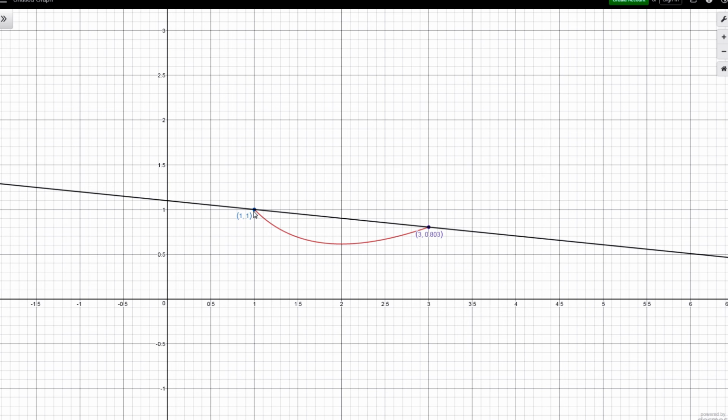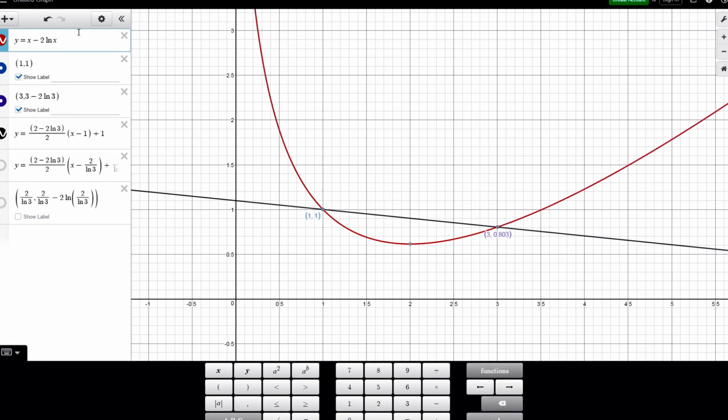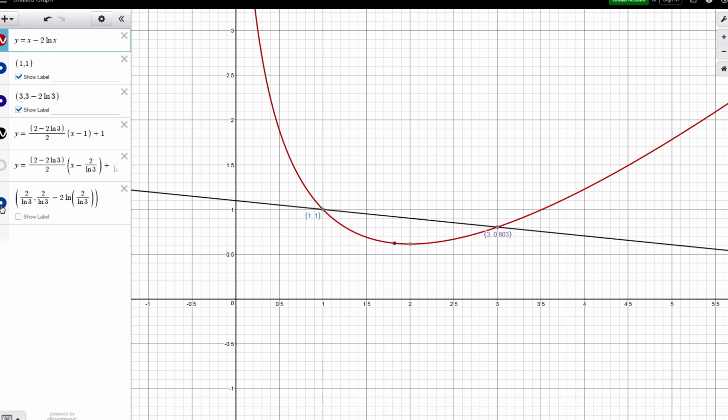And what I've got is a secant line on that graph through the points at x equals 1 and x equals 3. All right, so over here you can see the entire function. If I get rid of my restriction, you can see the entire function there. I've got a secant line from x equals 1 to x equals 3. And what the mean value theorem guarantees is that there is a point. We got x equals 2 over ln of 3. So there's a point at x equals 2 over ln of 3 where the slope of the tangent line is the same as the slope of the secant line.